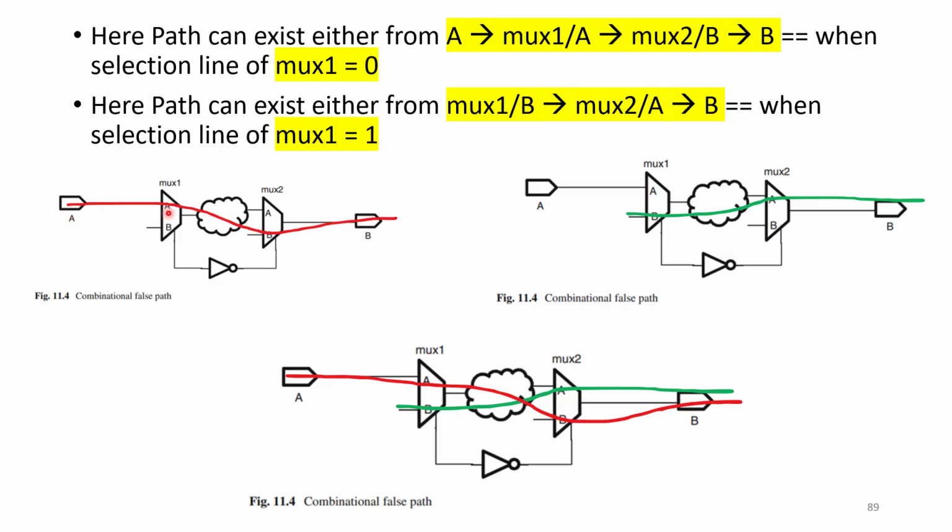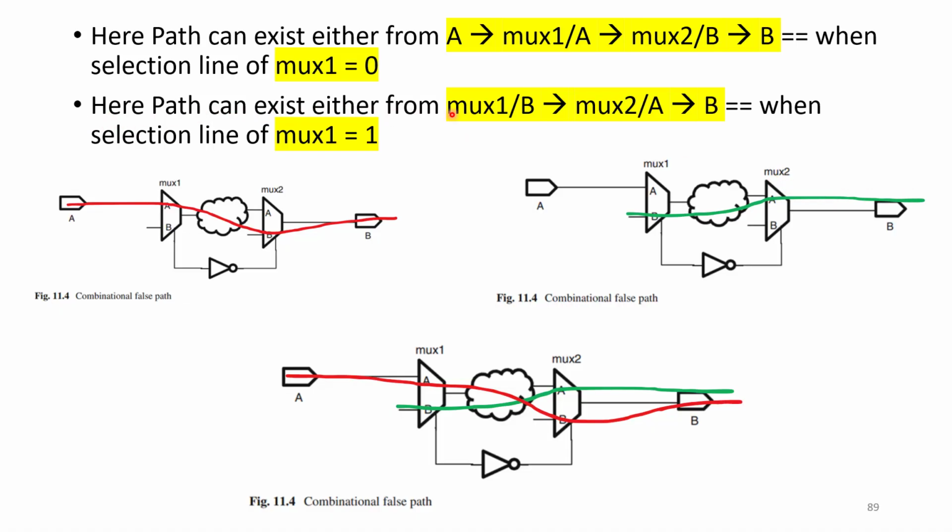From A through multiplexer 1 it enters the A pin, goes through multiplexer 2 B pin, and finally goes to port B. This happens when the selection line is 0, which becomes 1 after the inverter. Now let us see what happens if I apply 1 as the selection line. After passing through the inverter it will become 0. If the selection line is equal to 1, the data will enter through the B pin of multiplexer 1, and through this combinational path it will go through mux2 A pin and go to the output.